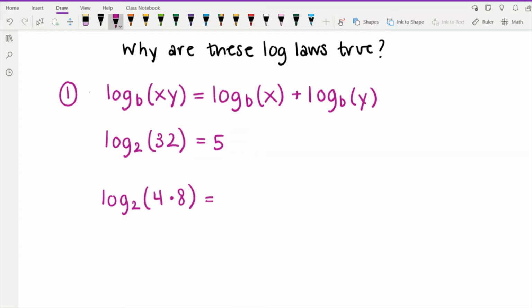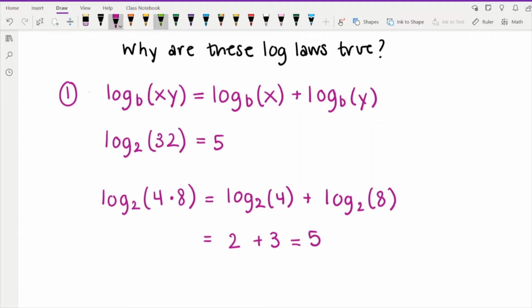Okay, so let's check what we would get if we tried to use this rule instead. If we did log base 2 of 4 plus log base 2 of 8, what would that give us? Well, log base 2 of 4 is saying what power do we raise 2 to get 4, and the answer would be 2. And log base 2 of 8 is saying what power do we raise 2 to get 8, and the answer is 3. And so 2 plus 3 is 5. That agrees with what we already know the answer is. So we've seen that at least for this example, the rule works.